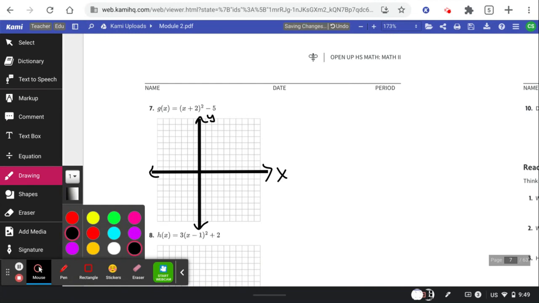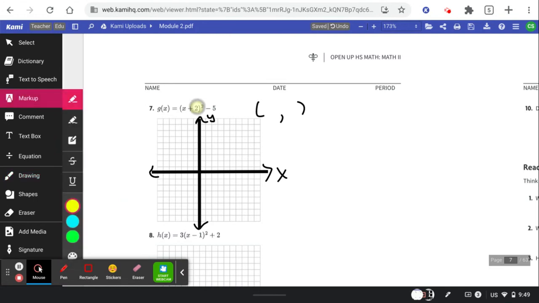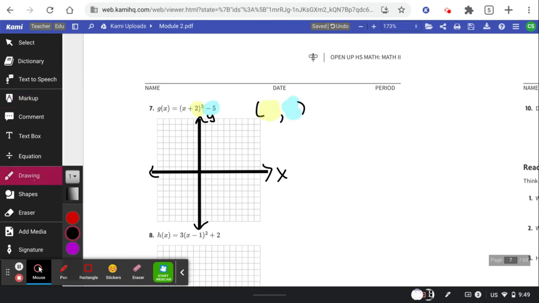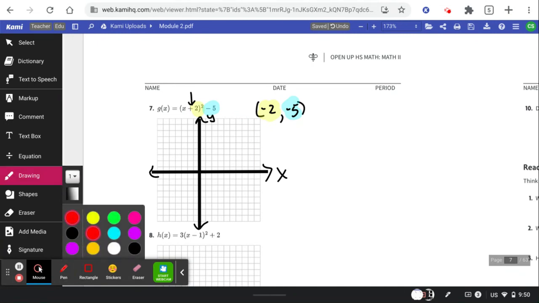Okay, what's my vertex, my starting point, my critical point of this parabola? Take a minute to write that out. It's staring at you right here. All right, how'd you do? Did you get -2, -5? Did you remember that that sign is opposite? So let's go back to down 1, 2, 3, 4, 5, and put our dot. -2, -5. There's my vertex.